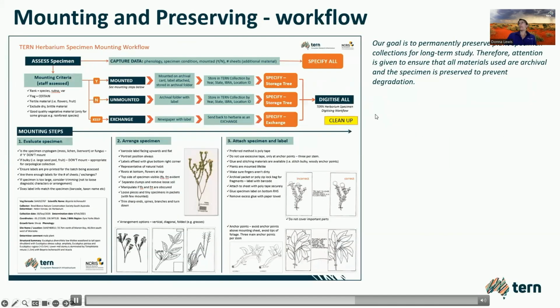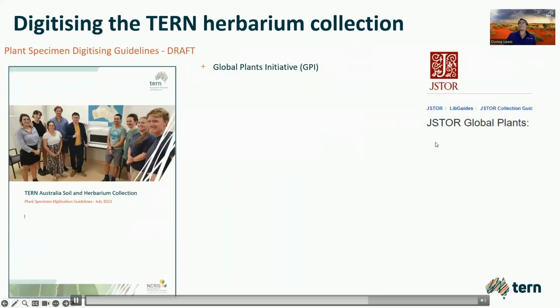Now, the TERN branding is really important because once we start digitising the collection, we have our branding there in the digital image. So we've developed this workflow for anyone to use, anyone as part of the mounting and preservation process, easy to follow. And we also have started digitising the TERN herbarium collection. We've scanned probably a couple of hundred specimens now, so growing. So we've developed these guidelines.